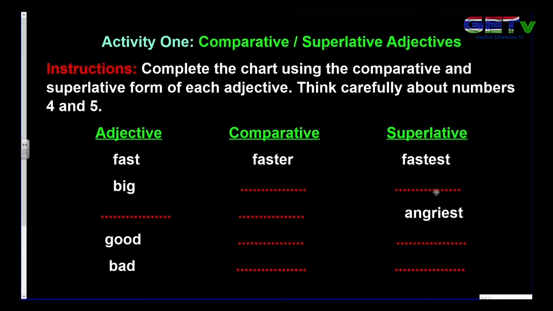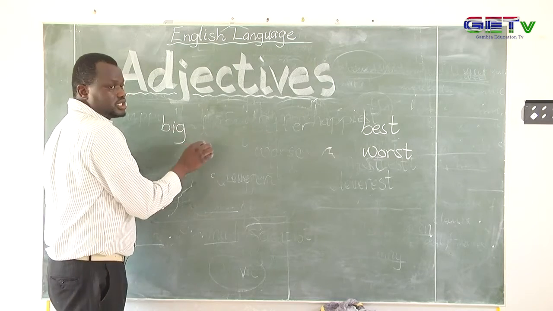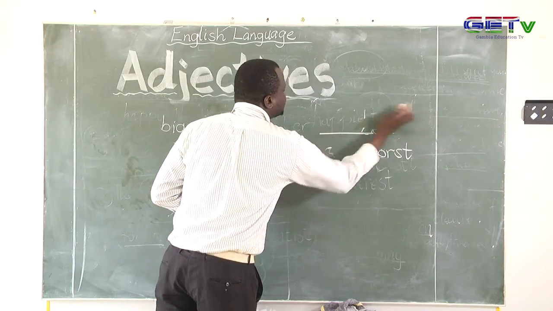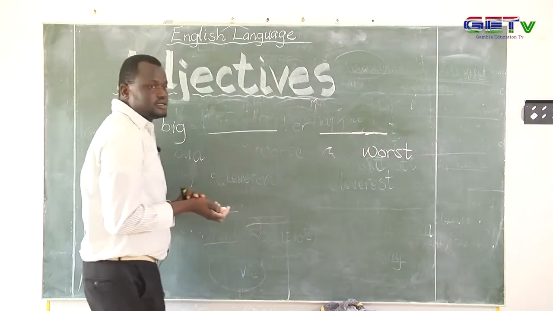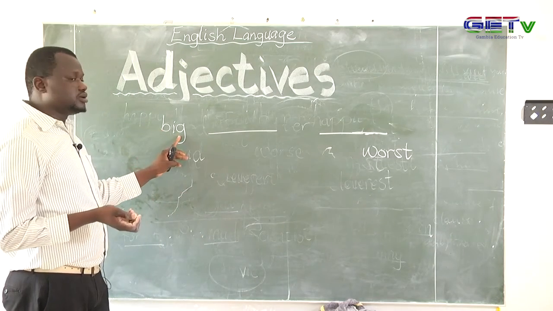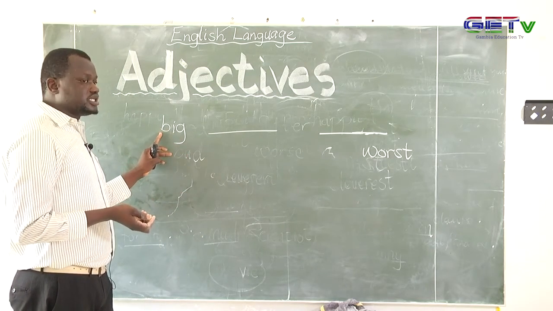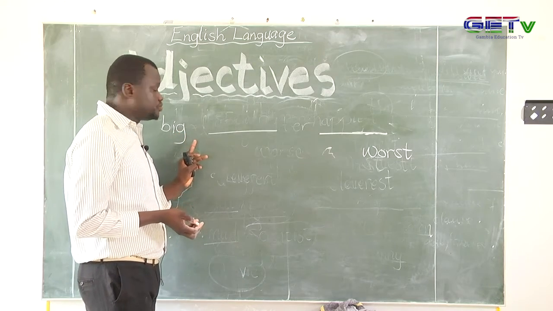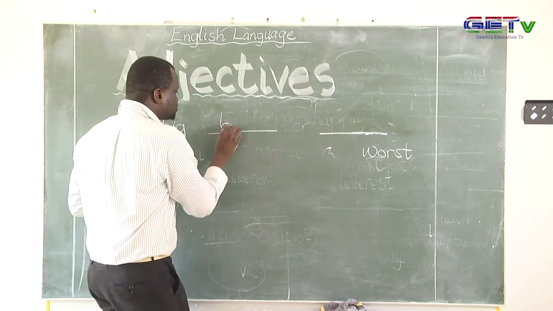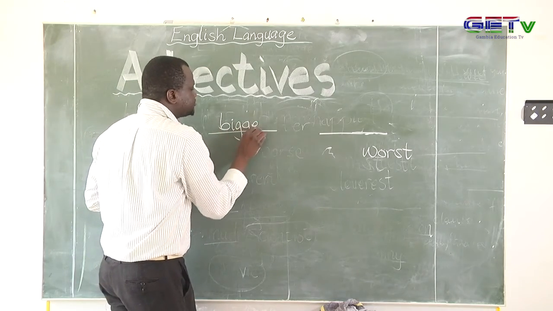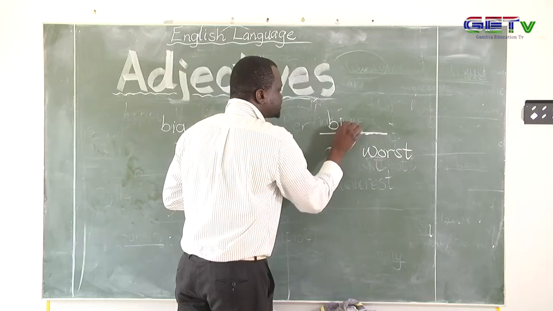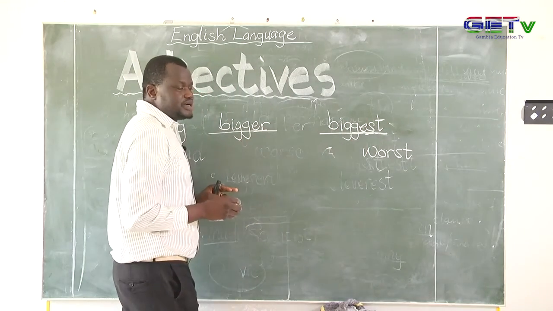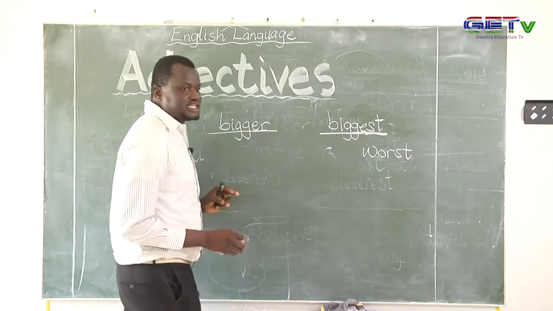Now, the next one is what? Big. The comparative is not there, and the superlative is not there. So you are going to fill that. Remember the rule? We have a consonant, a single vowel, and a consonant. So we are going to double the last letter. It becomes bigger and then biggest. We add ER for the comparative and EST for the superlative.